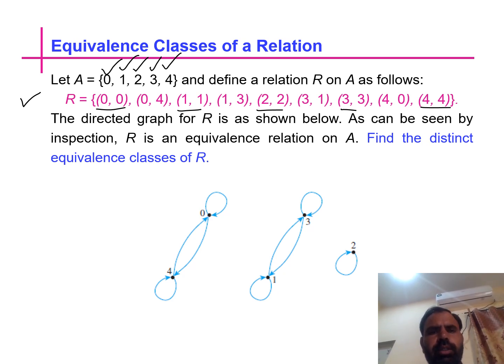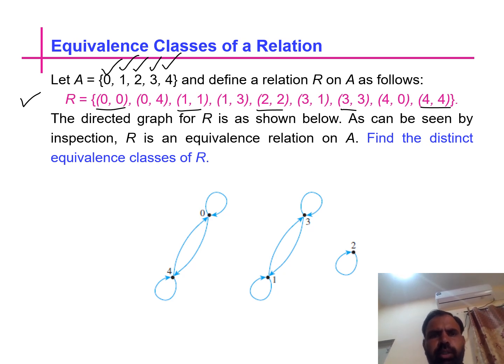Let A = {0, 1, 2, 3, 4}, and define a relation R on A as follows: R = {(0,0), (0,4), (1,1), (1,3), (2,2), (3,1), (3,3), (4,0), (4,4)}. The directed graph for R is shown below. There are loops at 0, 1, 2, 3 and 4, with arrows 0 to 4, 4 to 0, 1 to 3, and 3 to 1.